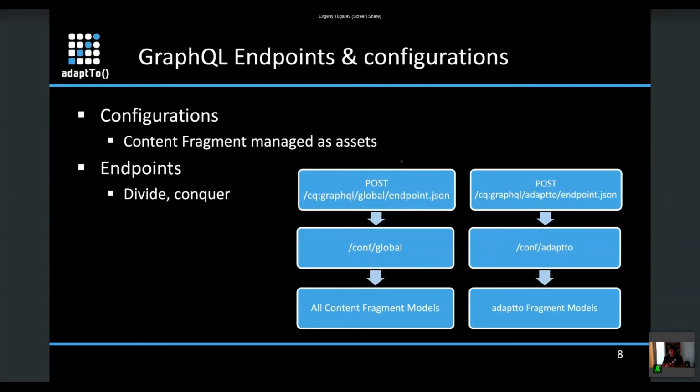We have the ability to create other endpoints, but why do we need other endpoints? The reason is rather simple: divide and conquer. Different endpoints rely on different configurations and often can contain models which are not related to each other. For example, different teams are working on them, so they need to be secured separately. On the slide, you see an example where different requests are made, one for the global endpoint, and for the global endpoint, we have access to all content fragments. And for example, if we had an endpoint called adaptTo, which I will show a little bit later, we would have access only to the adaptTo content fragment model. So this is the isolation.